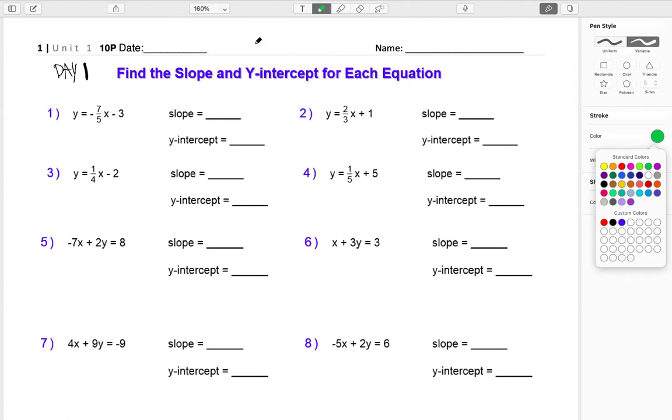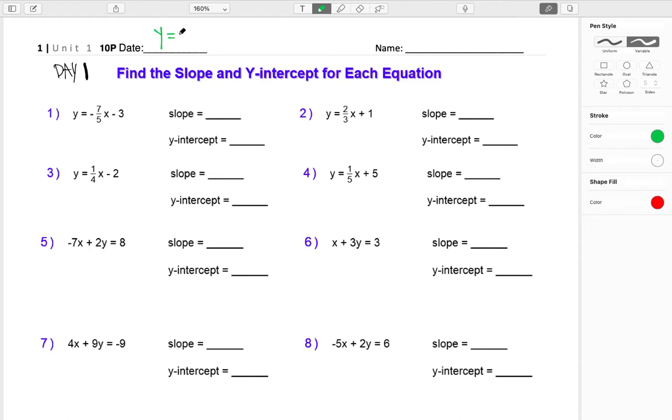So there are two types of equations. The first is slope y-intercept form. Slope y-intercept form is y is equal to mx plus b, and the slope is m, and b is the y-intercept.